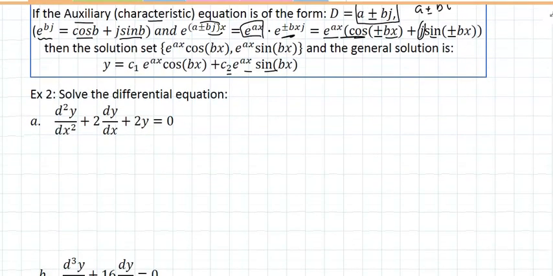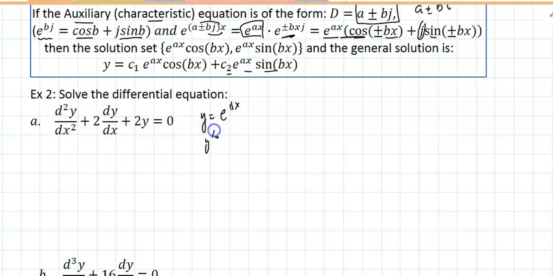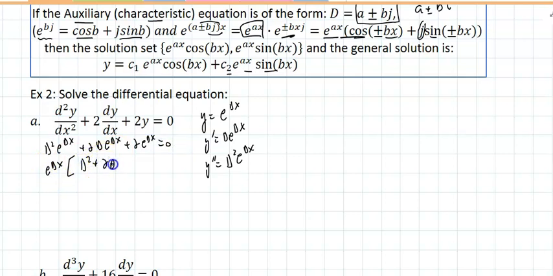So when I look at the problem, let's start with part A. It says solve the differential equations. Again, this is the linear equation with constant coefficients. Let y equal e to the dx. y prime is d e to the dx, and y double prime is d squared e to the dx. So here we have d squared e to the dx plus 2d e to the dx plus 2e to the dx equals 0. Factor out e to the dx. That will be d squared plus 2d plus 2 equals 0. e to the dx equals 0 is never going to happen, so it must be that d squared plus 2d plus 2 equals 0.